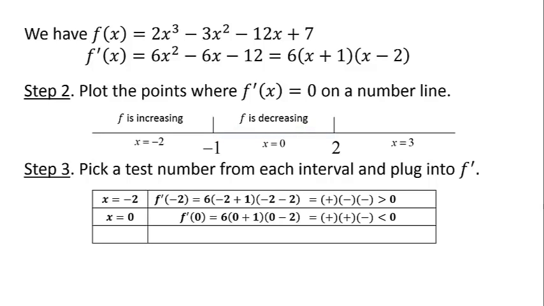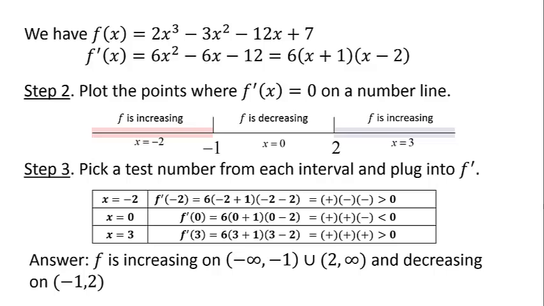Finally, we'll do this one more time with our final test number of x equals 3. Evaluating the derivative at 3, we have 6 times (3 plus 1) times (3 minus 2), which is a positive number times a positive number times a positive number. In all, f prime of 3 is positive, and so f is increasing on our last interval, the values of x greater than 2. So we found that f is increasing on the intervals -infinity to -1 and 2 to positive infinity, and decreasing on the interval from -1 to 2.